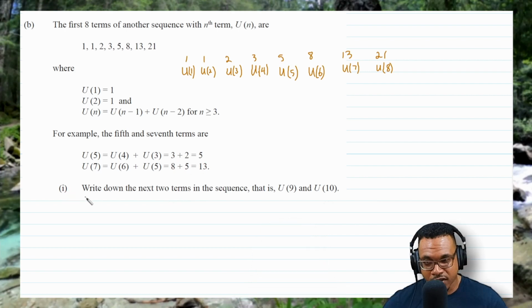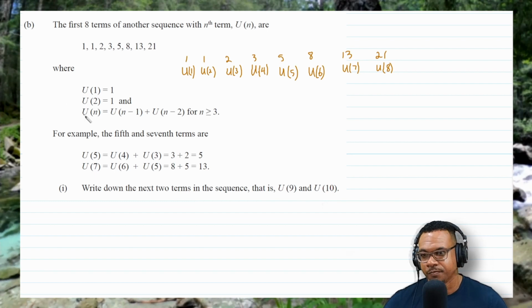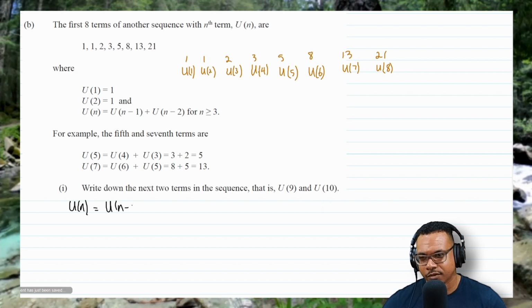So now for part 1, they want us to write down the next 2 terms in the sequence, u9 and u10. So the 9th term and the 10th term. So I'm going to write down the formula. un is equal to un take away 1 plus un take away 2.